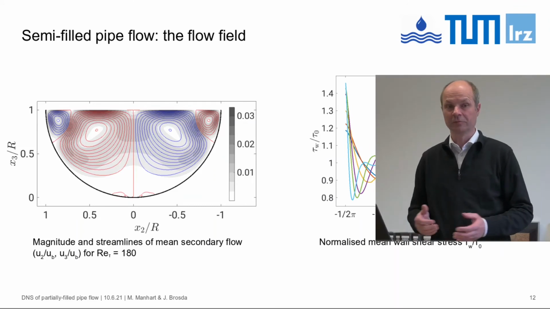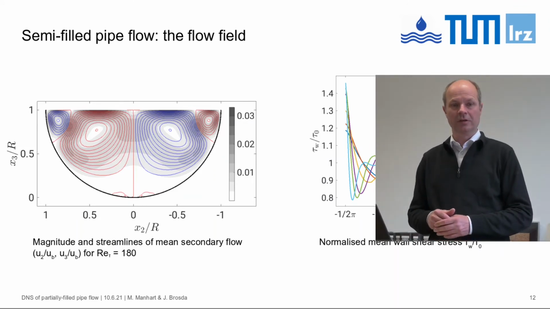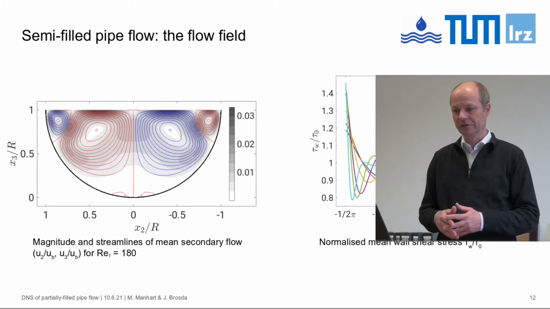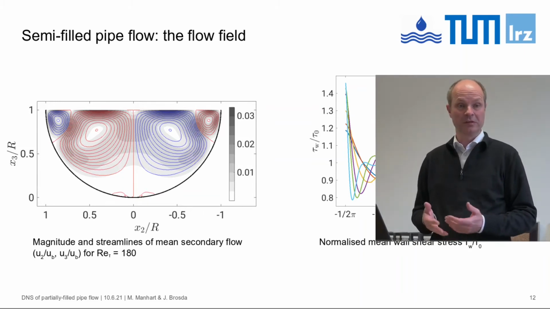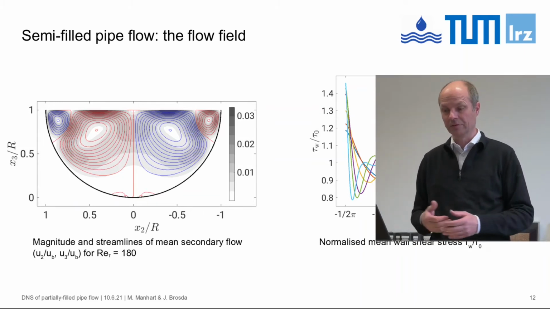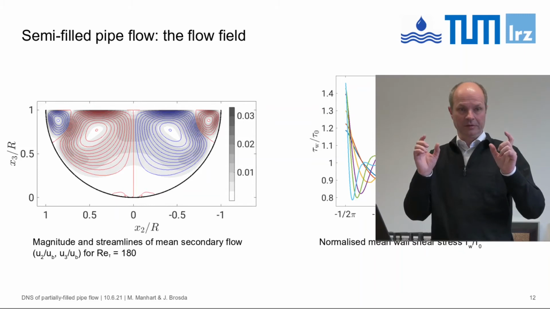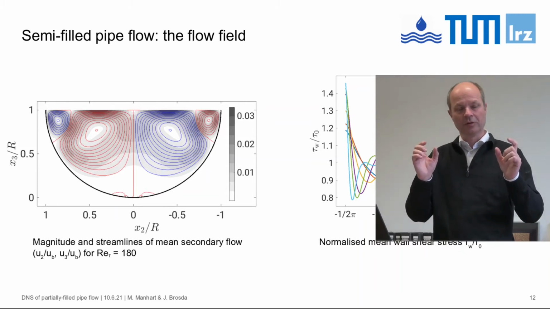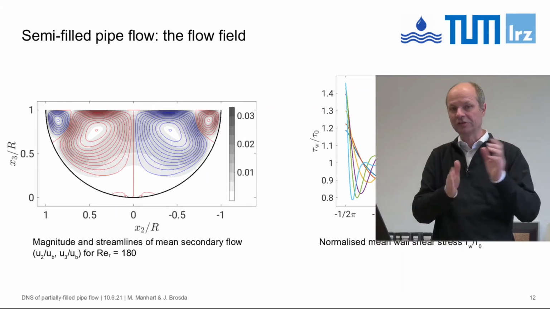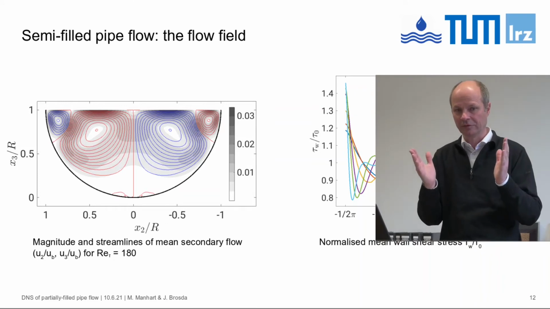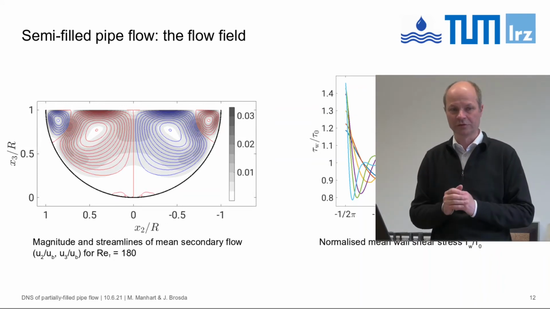I now show you some results. Here on the left of the slide we see the streamlines of the mean secondary flow at a Reynolds number of 180. We see that there's the development of two vortices on each side of the symmetry plane.